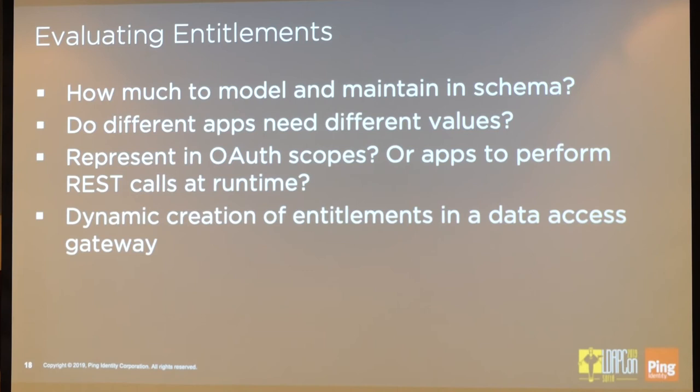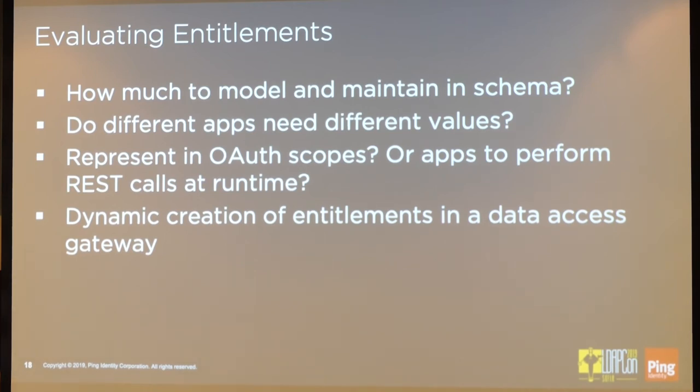It's nice having it in one place, but especially an out-of-the-box application like a SAP or a Siebel has its own model for how it represents people and entitlements. Maybe you need to modify what you're sending back to that application, which is different to the applications that you've written yourself. Do we represent entitlements as scopes in an OAuth token? Well, that could be good. The issue, of course, similar to the role maintenance problem, is the more scopes you have, the more you have to maintain them, and then potentially the more is in the token itself. Or do you get applications to perform back-channel REST calls at runtime to get the entitlements themselves? That will depend heavily on how much the application can be changed to make those calls.